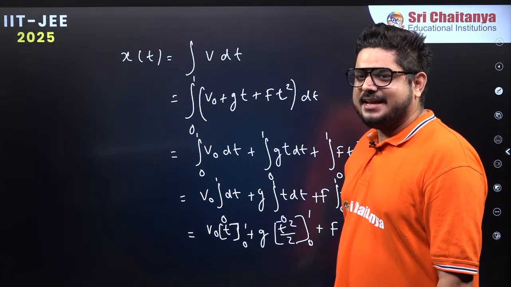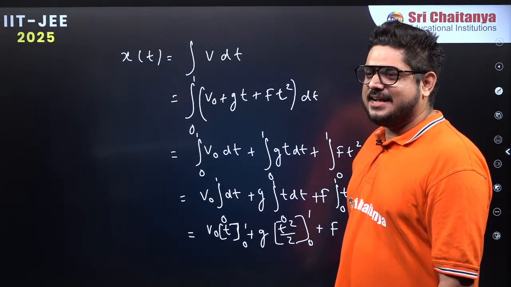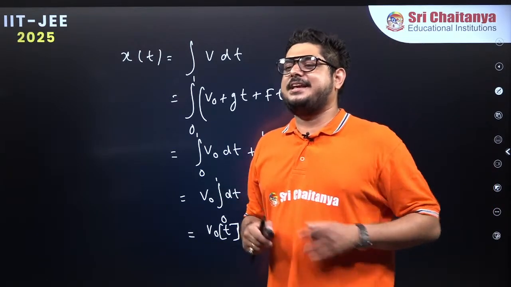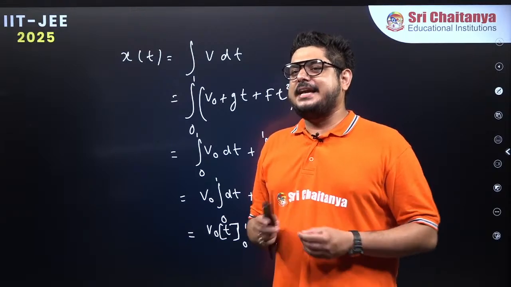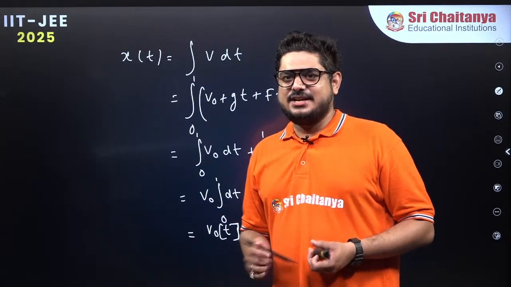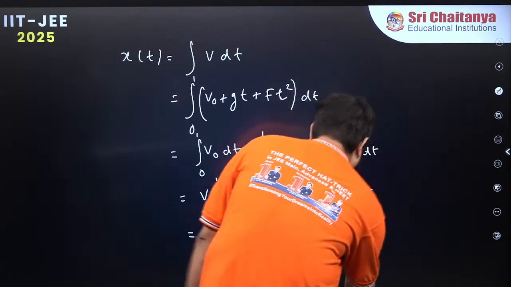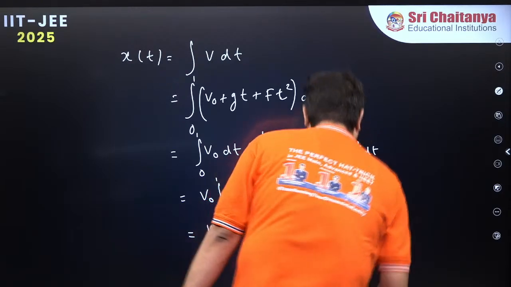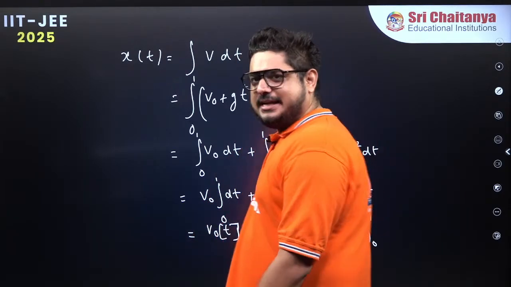T cube by 3, t cube by 3. Yes, correct. It's going to be t cube, not t cube by 4. T cube by 3, Sriya. It is going to be t cube by 3, isn't it? So write it down over there as t cube by 3. Limits 0 to 1. So now we need to put the limits, isn't it?